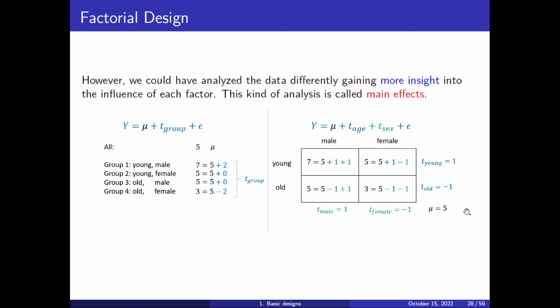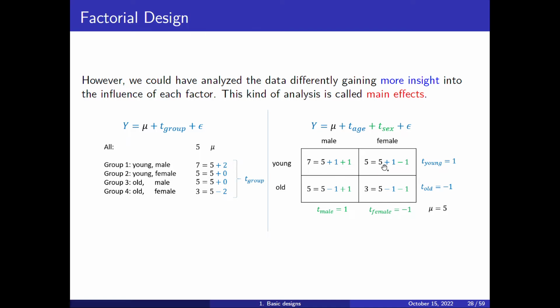So the overall mean is 5, we put it here, and then what is the average of males? What is the contribution of males? We saw it before, so we have to compute the mean of males, that is 6, and this mean of males minus the overall mean is the contribution of males. So males contribute with 1. Females, the average is 4, so females contribute with -1, and we see again this constraint that males plus females have to add up to 0.